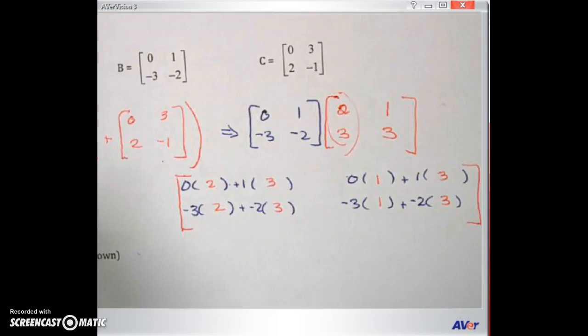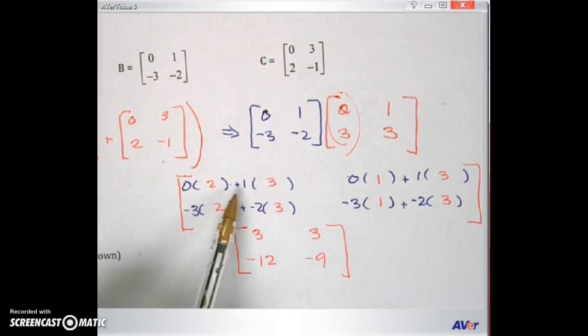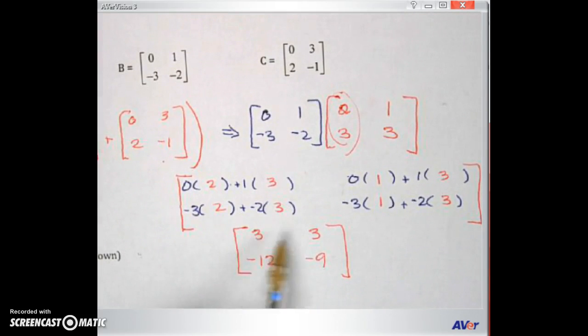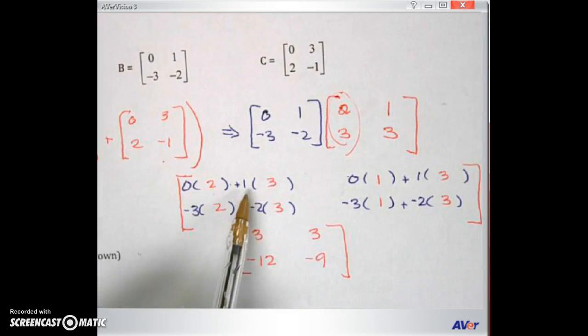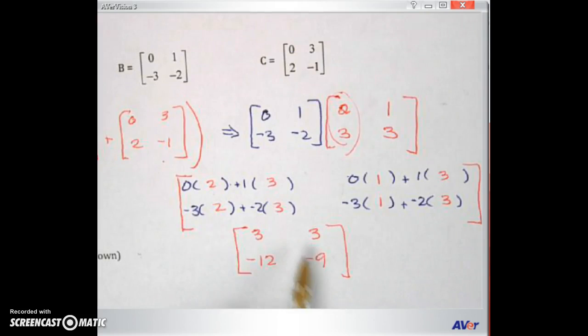And then you'll simplify. When you multiply and add, you get 3, 3, -12, -9. 0 times 2 plus 1 times 3, and this is my result. Color coding does kind of help, so I color coded in 2 different ways to help you out. I would like for you to try letter B on your own, and you should get the same answer that you just got now. Thank you.